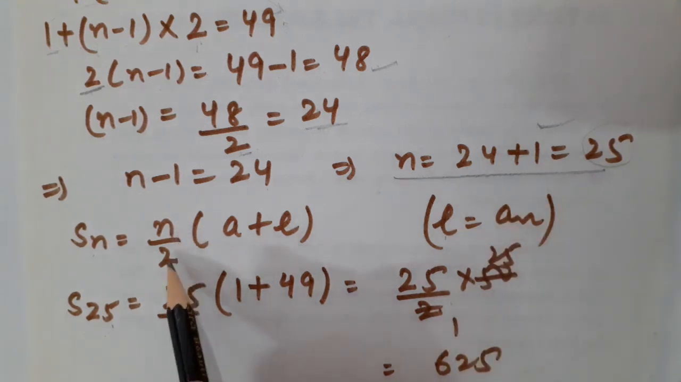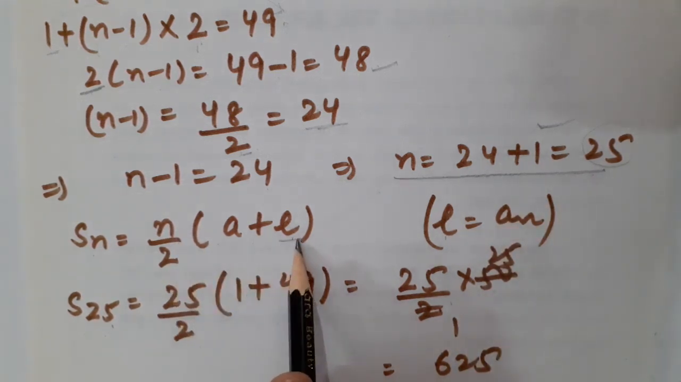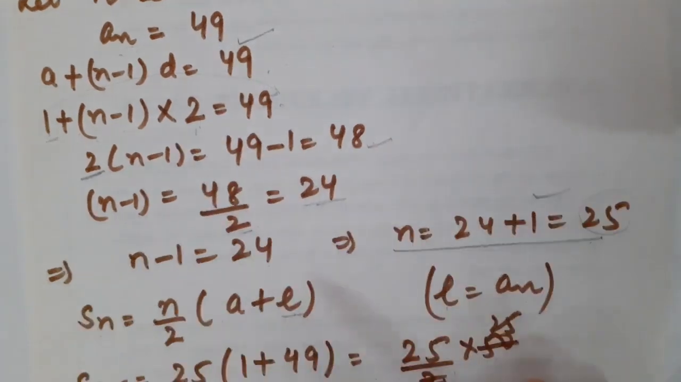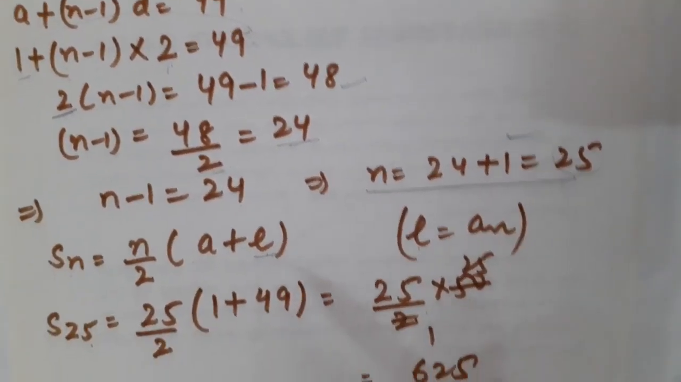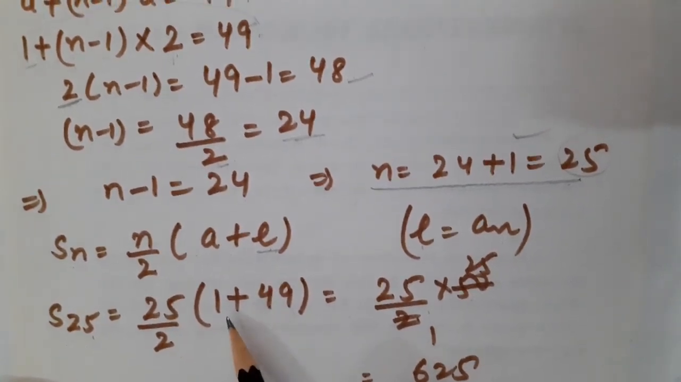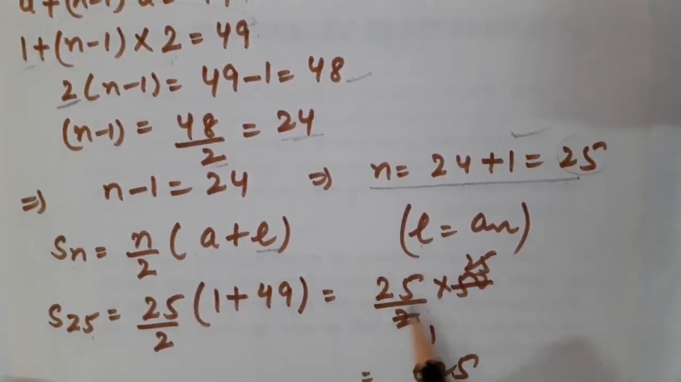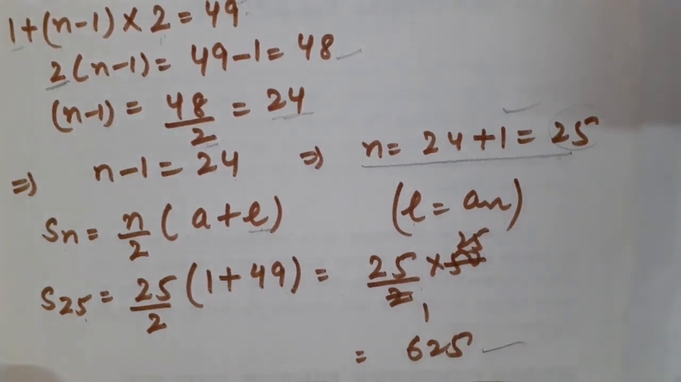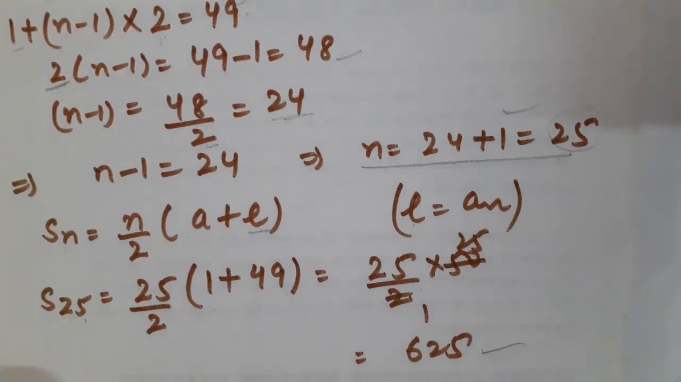So the formula is n by 2 into (a plus l). l is nothing but the last term. Children, you know the last term we have been given, that is an is equal to 49. Fine. And a, of course we know, that is 1. So it would become 25 upon 2 into (1 plus 49). That is 25 upon 2 into 50. After cancelling, you will be getting the product as 625. So this is the sum of odd numbers between 0 and 50.